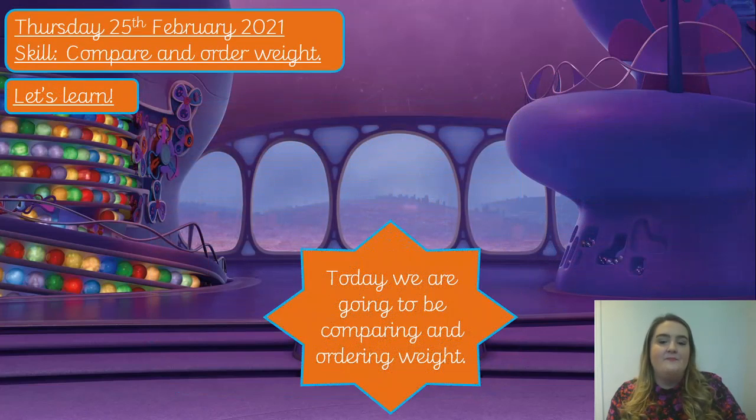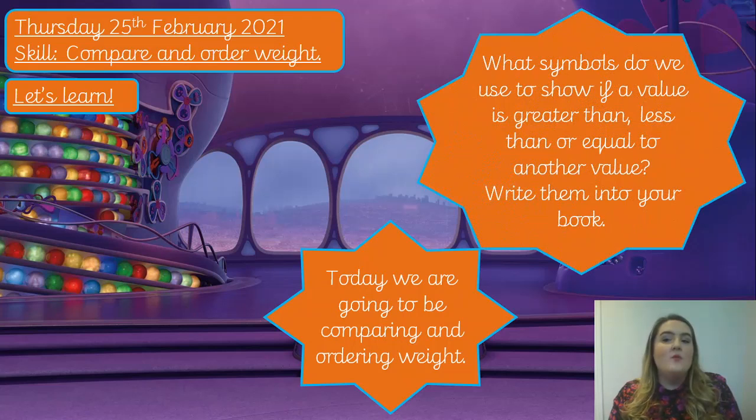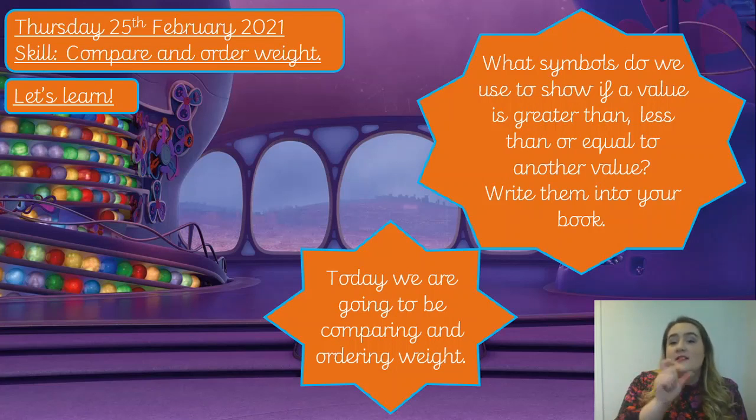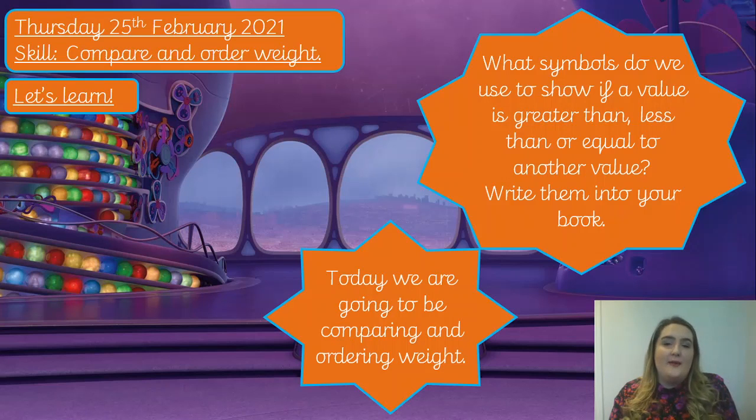Let's learn. Today we are going to be comparing and ordering weight. What symbols do we use to show if a value is greater than, less than or equal to another value? I'd like you to write these in your book. So I'd like you to write the symbol and then the word. So the symbol for greater than and then greater than, for example. The symbol for less than, the symbol for equal to, and then the words equal to. Okay, I'd like you to do that in your book now, please. Pause the video.